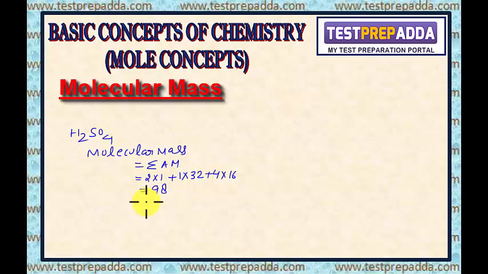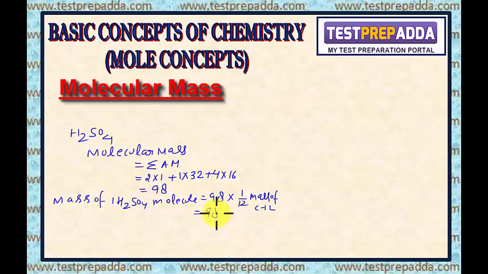Now what does it mean? It means H2SO4 molecule is 98 times heavier than 1/12 mass of carbon 12. So if I try to find the mass of 1 H2SO4 molecule, what should I write? 98 into 1/12 mass of carbon 12, and this way it comes 98, and the value of this is 1 AMU. So it will be 98 AMU.